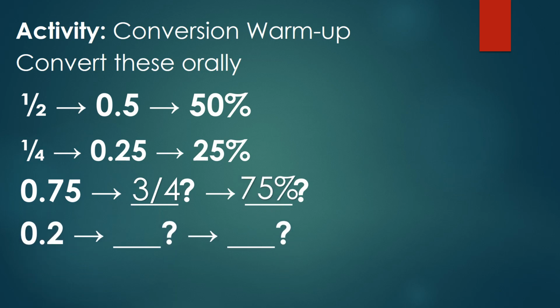How about this one? 0.2 or 0.20. So, how do we convert this one in fraction form? Okay, in fraction form, this is 1/5. How about sa percent? Okay, very good. This is 20%. So, anong ginawa natin? Right? 0.20. That is over 100. So, 20 over 100, lowest term yan is 1/5.